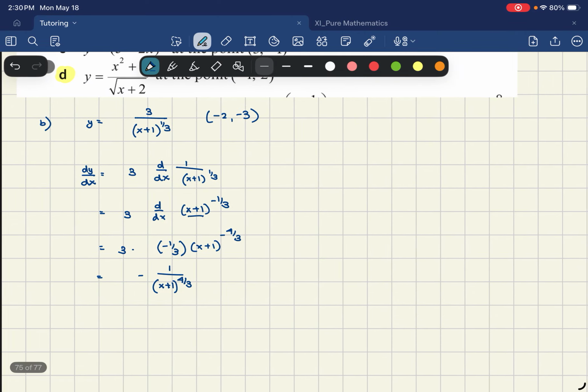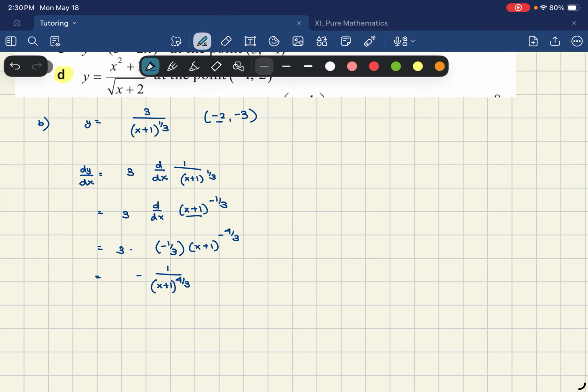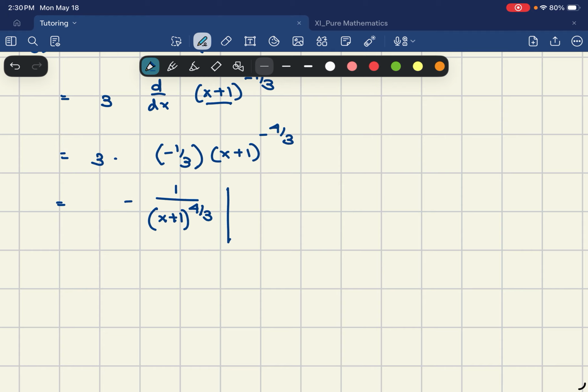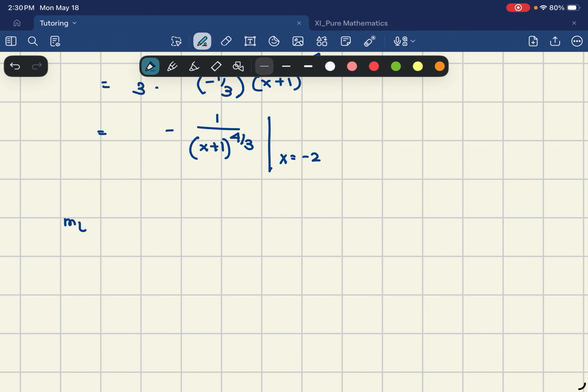And now we are given x1 to be minus 2. So I just evaluate this at x is equal to minus 2. So the slope of the tangent line, remember, when you do dy by dx and you put in a value of x, you're getting the slope of the tangent line. Slope of the tangent line is going to be minus 2 plus 1, let's think, minus 2 plus 1 is minus 1. Cube root of minus 1 is minus 1, right? So I have minus 1 to the power 4 over 3.